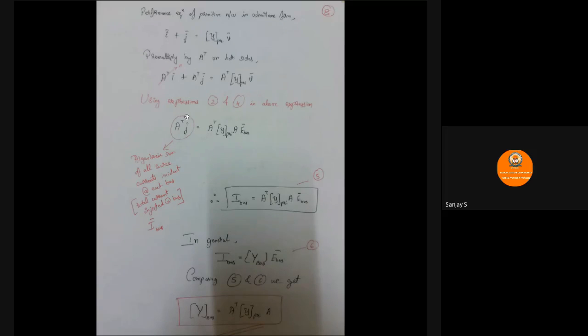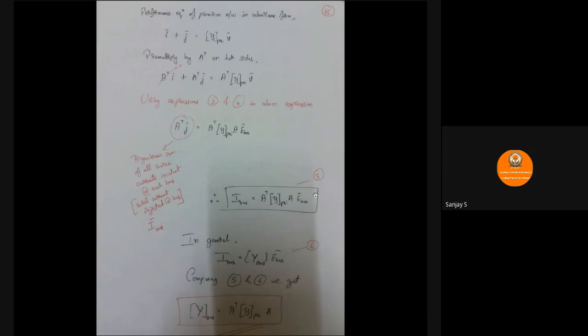This A transpose J gives us the algebraic sum of all source currents incident at each bus, because J represents the source current vector and A transpose always represents a matrix relating the incidences of elements towards the nodes. So if you take a product of them, you will be getting the total current injected at a particular bus, and this can be called capital I bus because it gives you the total current injected at a bus. So this can be rewritten as I bus is equal to A transpose Y primitive A into E bus. Let us call it equation number 5.